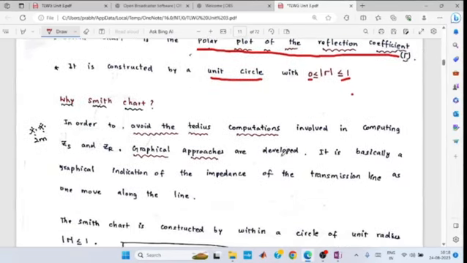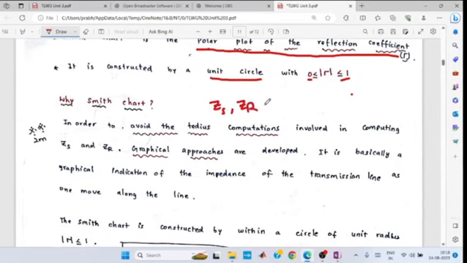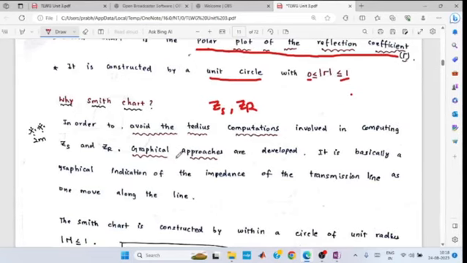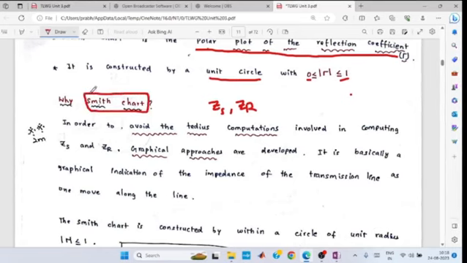Then why do we need the Smith chart? In unit 2 we solved for ZS and ZR using numerical formulas. However, to avoid the tedious computations involved in computing ZS and ZR, some graphical approaches have been developed. Though there are multiple graphical approaches, one such approach is the Smith chart.